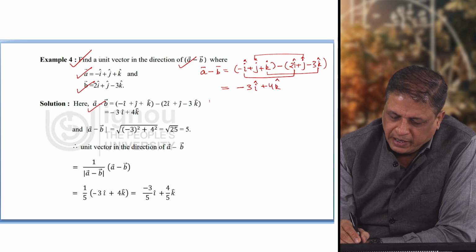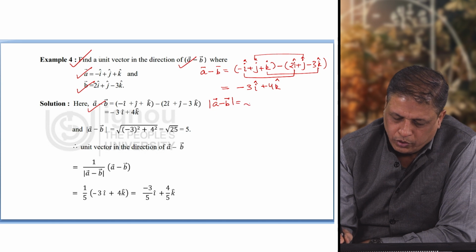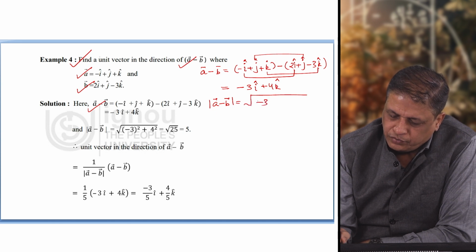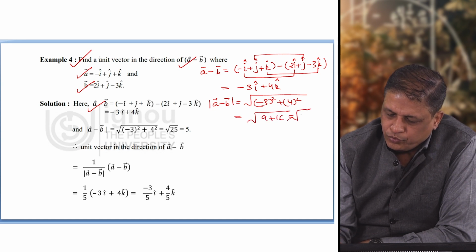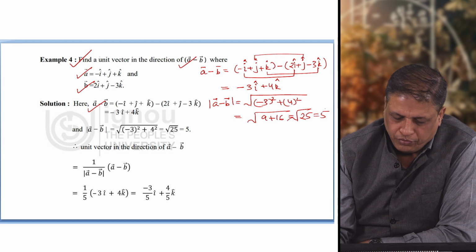So, that means the magnitude of A vector minus B vector will be equal to the square root of minus 3 square plus 4 square. This turns out to be the square root of 9 plus 16, that is equal to the square root of 25, which turns out to be 5.